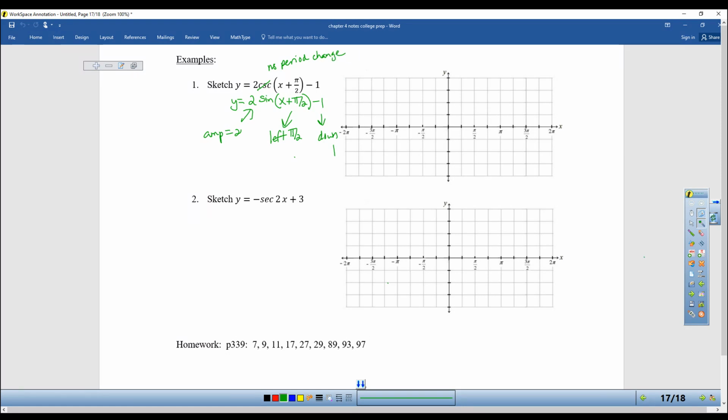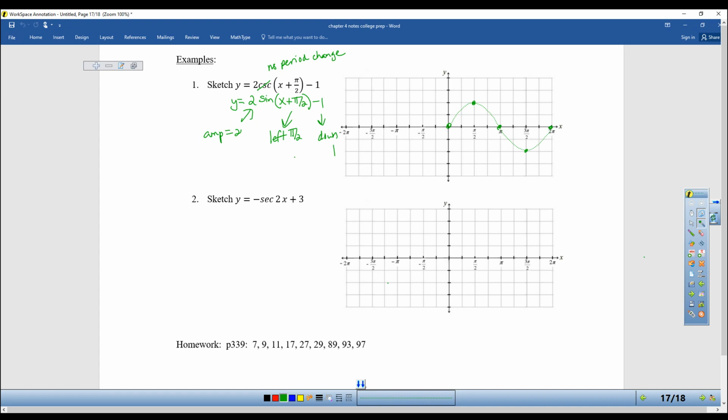So my original graph is going to be going up to 2. Oops, that's too small. No period change. It's going to go up to 2 and then down to -2. So that's the only thing I'm trying to do on my first graph. And whether or not you actually make a little dotted line is up to you.